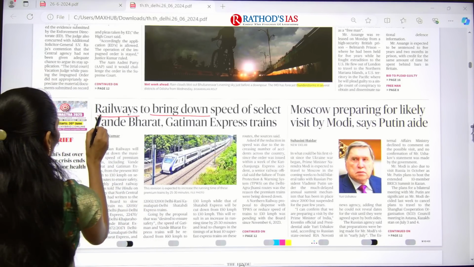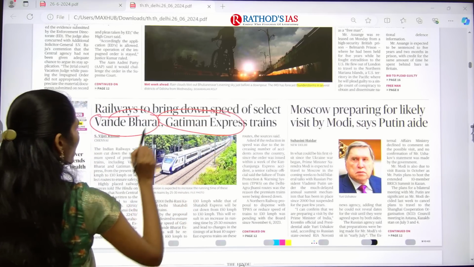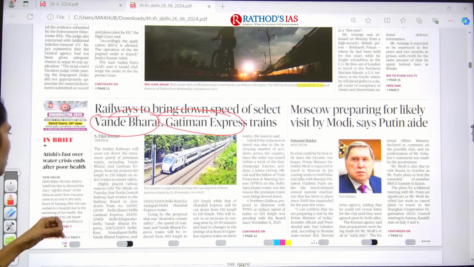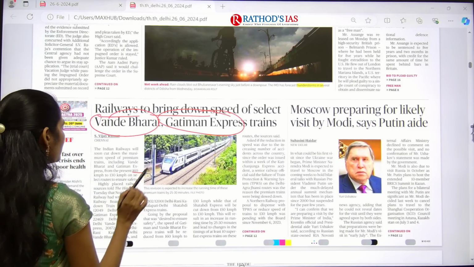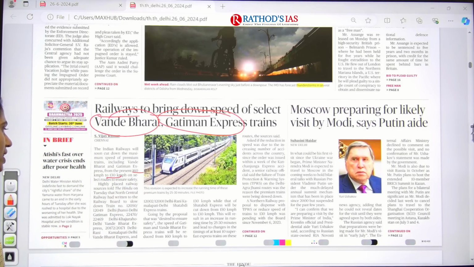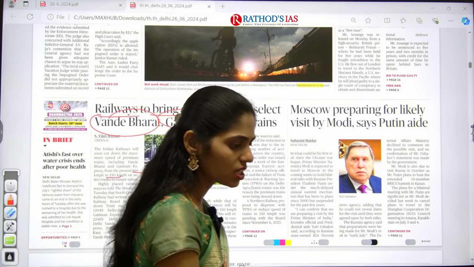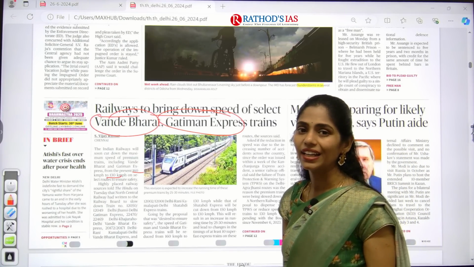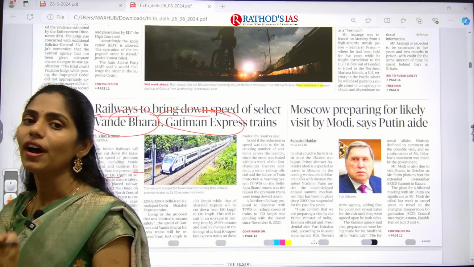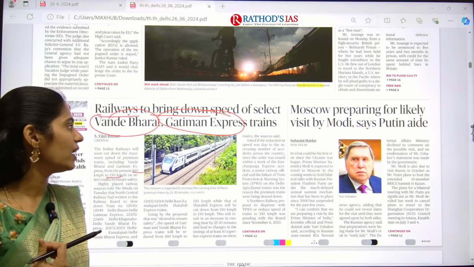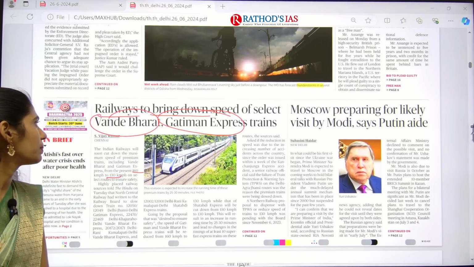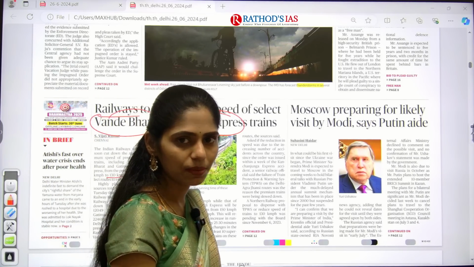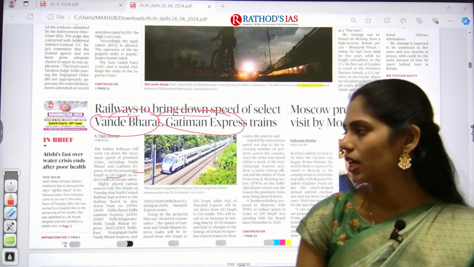Now the Vande Bharat and Gatiman Express trains are going to have their speed brought down. The present speed of the Vande Bharat Express is 160 kmph and that of the Gatiman Express is 130 kmph. On some routes, the infrastructure, especially the railway tracks, is not suitable and will not support the movement of high-speed trains. So in some areas they are going to decrease the speed of the Vande Bharat and Gatiman Express. As of now, remember that the fastest expresses in India are the Vande Bharat and the Gatiman Express.